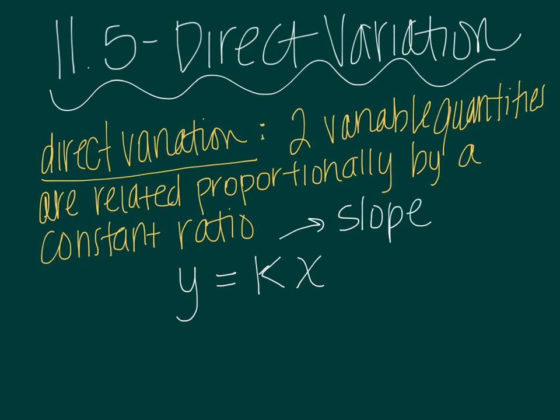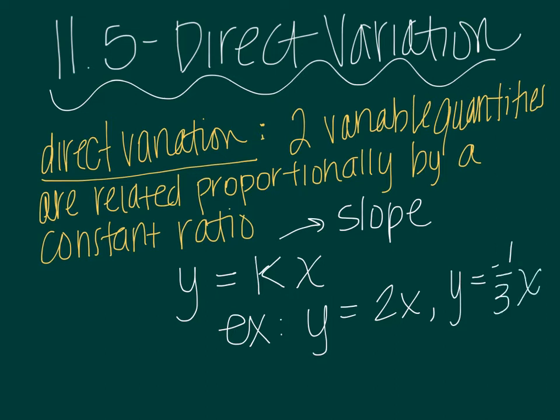So just like how you had y equals mx plus b, you might see something, for example, of y equals 2x, or another example of y equals negative 1/3 x. Those are both examples of direct variation, as y varies directly with x.